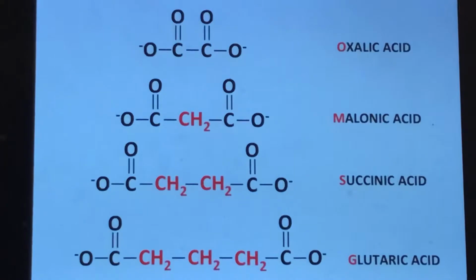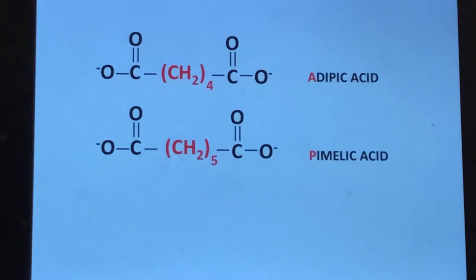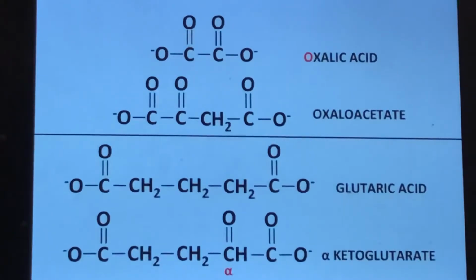There's also succinic acid, as in succinate, TCA cycle, that has two methylene groups between the carboxyls, and there's glutaric acid that has three. So oxalic, malonic, succinic, glutaric, and then adipic and pimelic have 4 and 5 respectively. They're less biologically relevant, so Oh My Such Good Apple Pie means oxalic, malonic, succinic, glutaric, adipic, and pimelic acids. And so once you know that, you can start building structures.